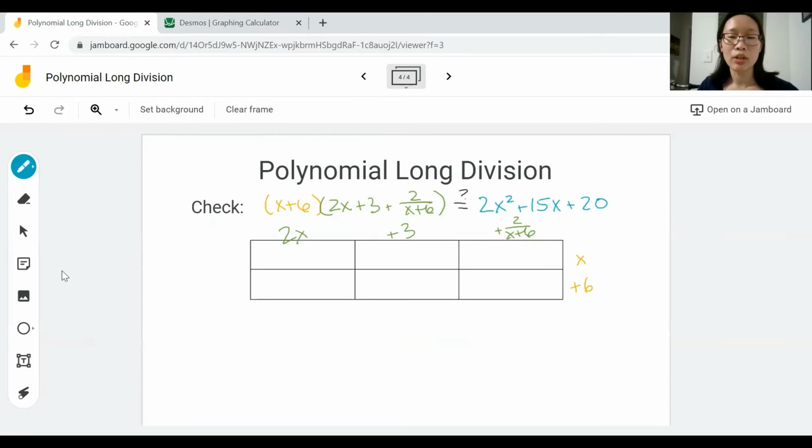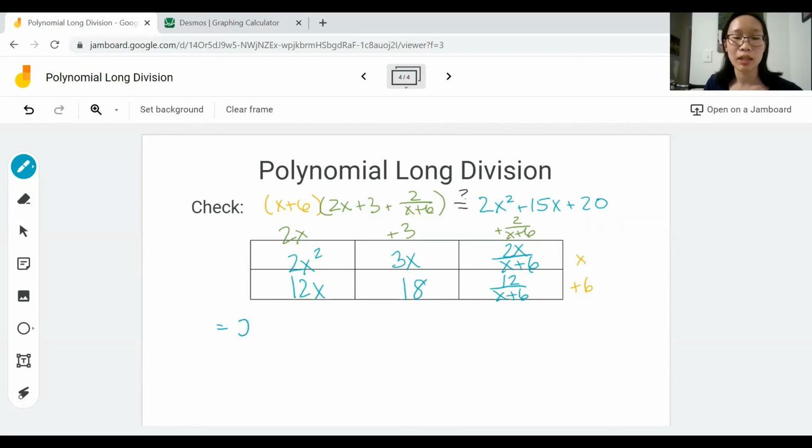So to check, I'm going to use the box method to multiply out my divisor, x plus 6, times my quotient and remainder, 2x plus 3 plus 2 over x plus 6. When I multiply 2x times x, I get 2x squared. 3 times x is 3x. This fraction is 2 times x over x plus 6. And my second row, 2x times 6 is 12x. My 3 times 6 is 18, and then this fraction is 2 times 6, or 12, over x plus 6.